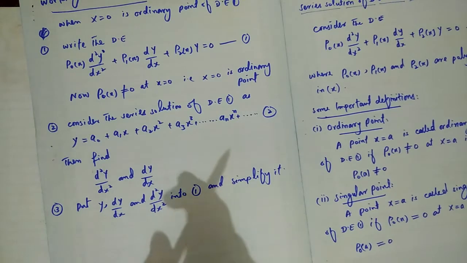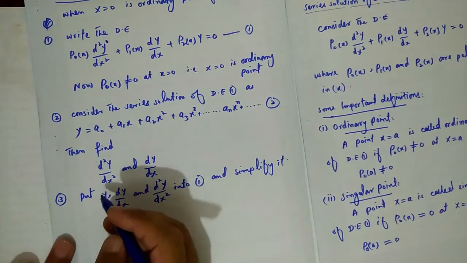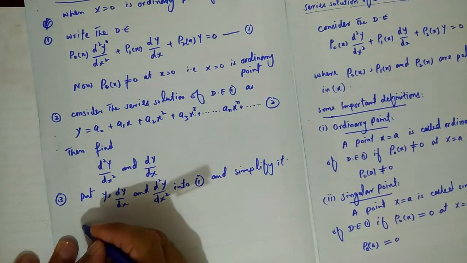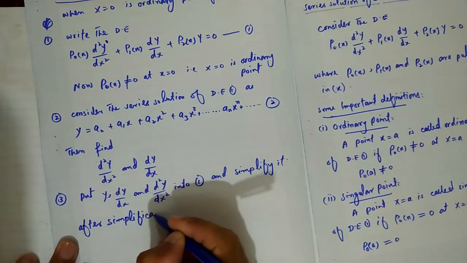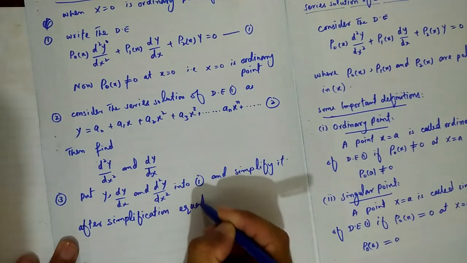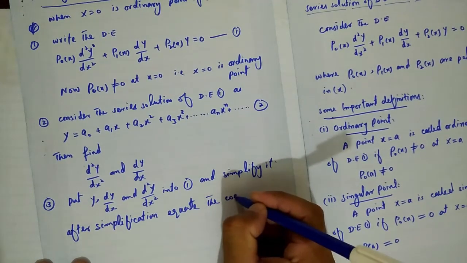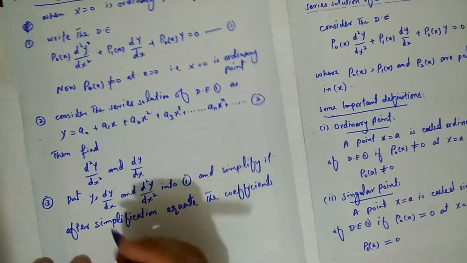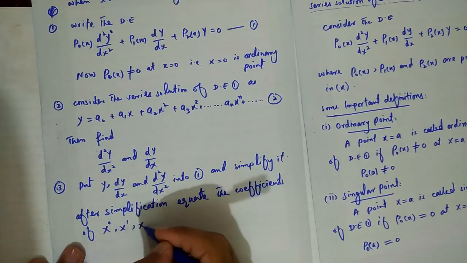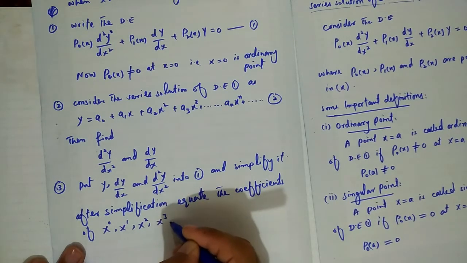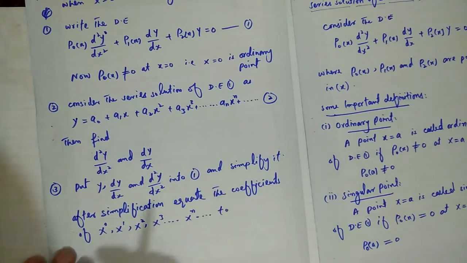Clear? So after the simplification, equate the coefficients of x to the power 0, x to the power 1, x to the power 2, x to the power 3 and so on, x to the power n and so on, to 0. Clear?